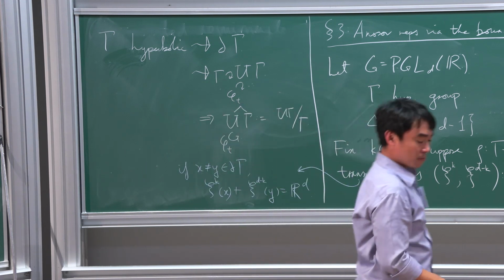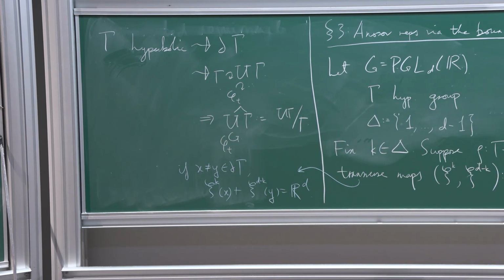So the statement was that for theta Anosov, these transverse maps are uniquely determined. That was the statement.